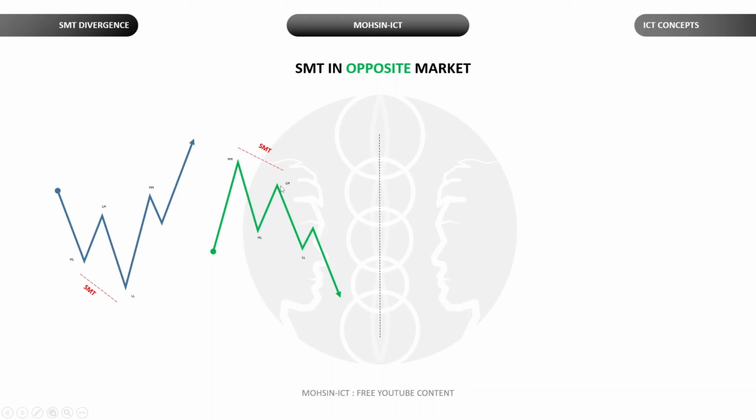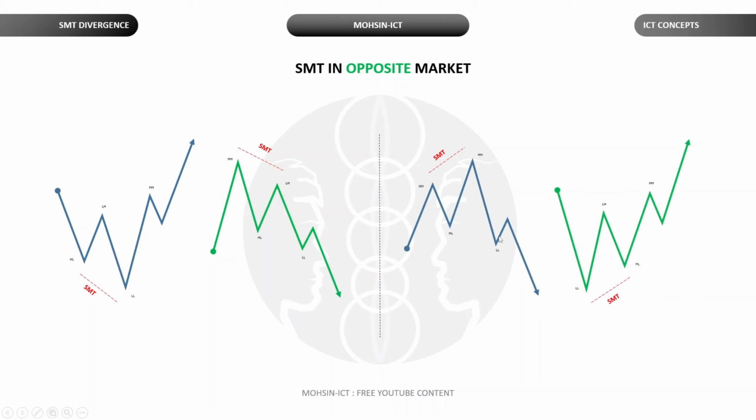In these conditions, we can trade this one going short or this one going long. Same goes for this one. This is bearish SMT of inverse markers. You can see right here.